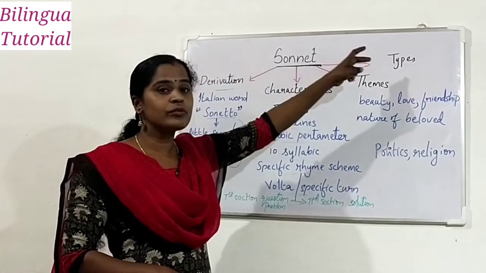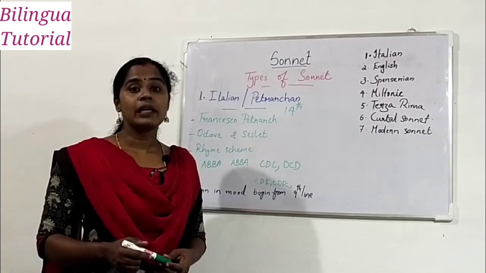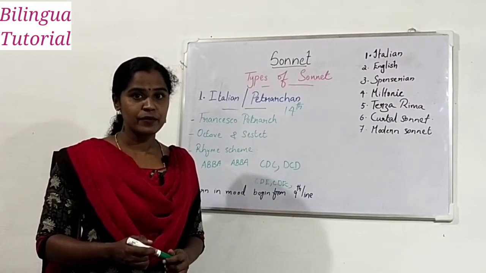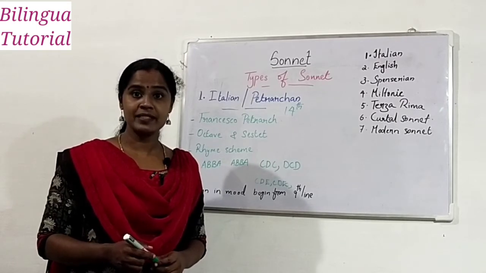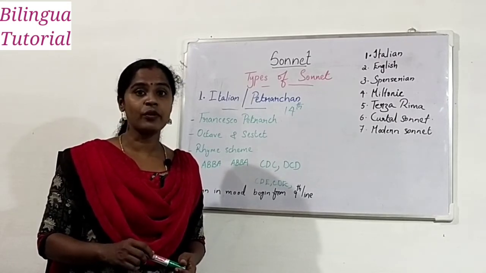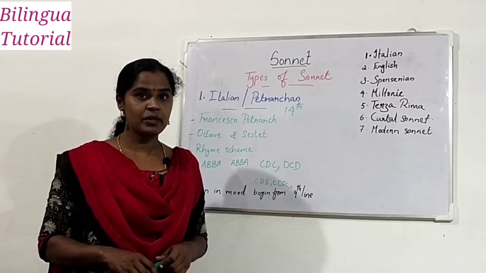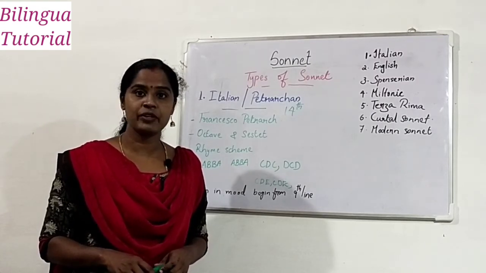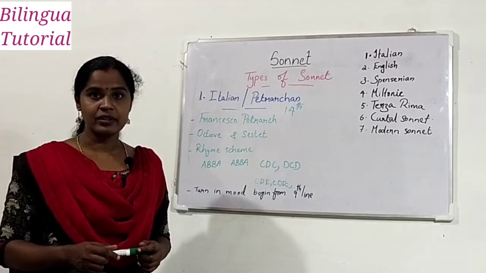Then we have to move to the next section, types of sonnet. While discussing types of sonnet, we can divide sonnets broadly into 2: Italian and English, or Petrarchian and Shakespearean. At first we can discuss Petrarchian or Italian.